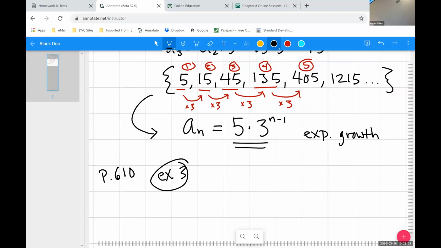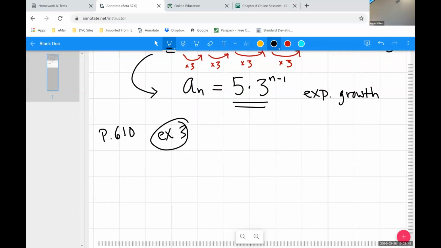Okay, so in example 3 on page 610, they just give us a few examples of these and they say just to graph them. So they're asking you to graph these because they want you to recognize that these are exponential growth or exponential decay functions. Graphs are in the book. I'll leave that for you to take a look at instead of trying to recreate them here. But let's still look at the examples.